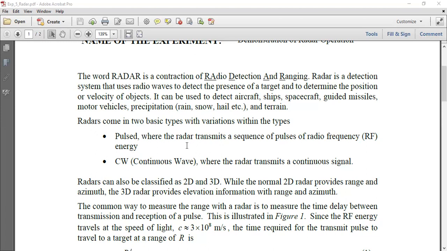Also, you can send the signal towards a certain direction. You receive it from that direction, and that way you can determine in which direction the object is located. So both the direction and the distance can be detected, and that's how you can actually determine the position in 3D space.